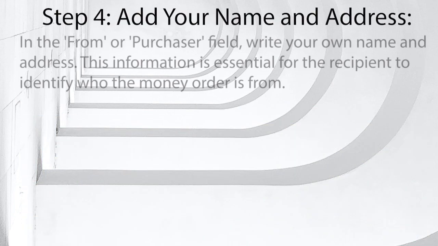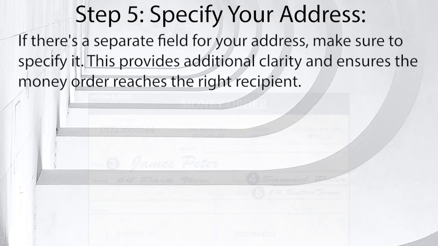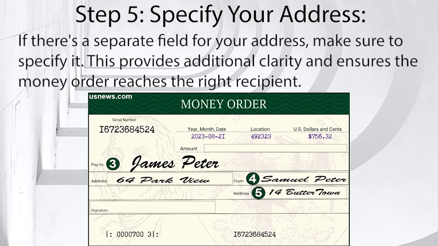Step 4. Add your name and address. In the from or purchaser field, write your own name and address. This information is essential for the recipient to identify who the money order is from. Step 5. Specify your address. If there's a separate field for your address, make sure to specify it. This provides additional clarity and ensures the money order reaches the right recipient.